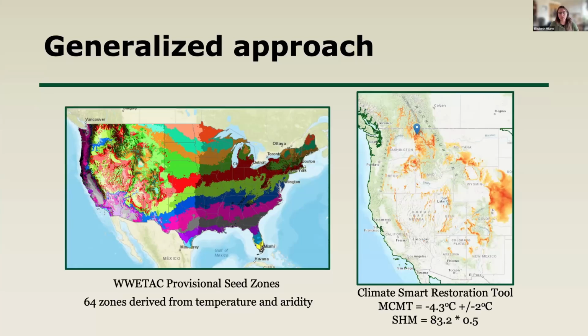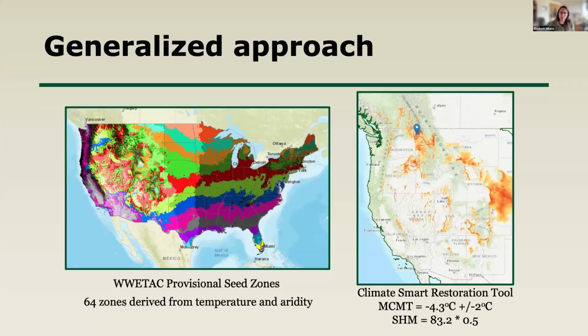The generalized approach comes in two flavors. On the left, the provisional seed zones use temperature and aridity to define 64 different zones. This is easy to implement, but can be less accurate, especially near the boundaries, and increasingly complex when you incorporate climate change.